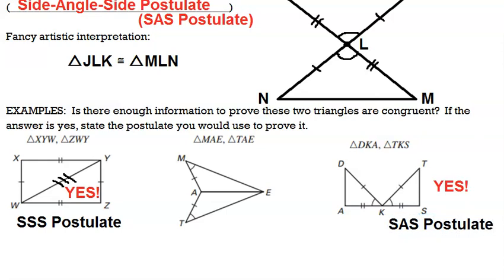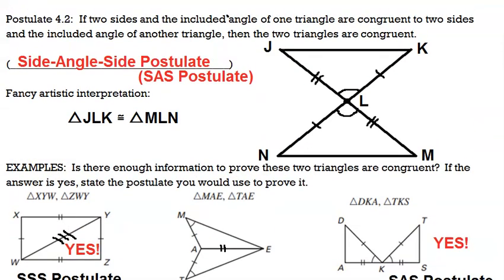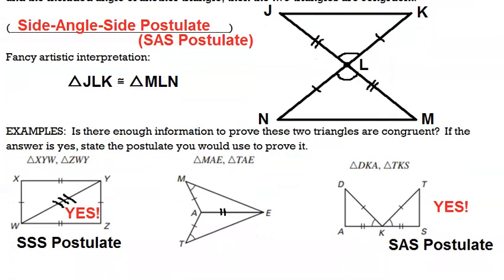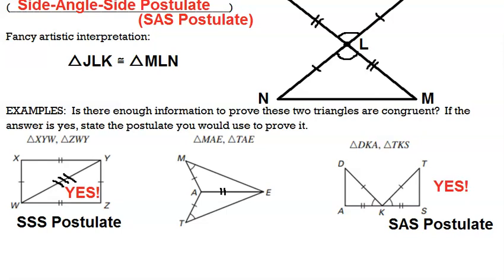Okay. Now, the third picture, the second picture I'm saving for third. The reason is there's a reason why this is not going to work. MAE would kind of follow that pathway. TAE would kind of follow that pathway. And we do have a shared side in the middle. The catch is our rule. Our rule says two sides and the included angle. Long story short, it means the angle that you have to use is the one in between the two sides.